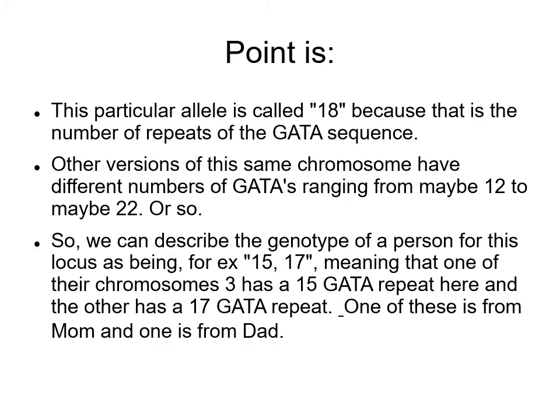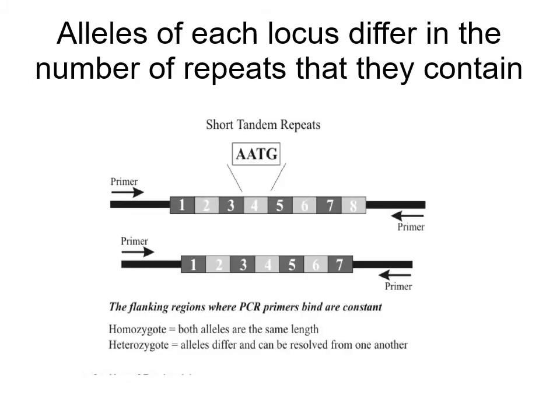So there's going to be a range, in this case from 12 to 22, but we will describe the genotype of a person for this locus by whatever the number of repeats is. For example, you might be 15, 17, meaning that one of your chromosomes, chromosome 3, has 15 GATA repeats, and the other has 17. One is from mom and one is from dad. This is shown here maybe a little more clearly in that the allele on the top has 8 copies of this particular repeat. AATG is the repeat, and the primers are bound on both sides.